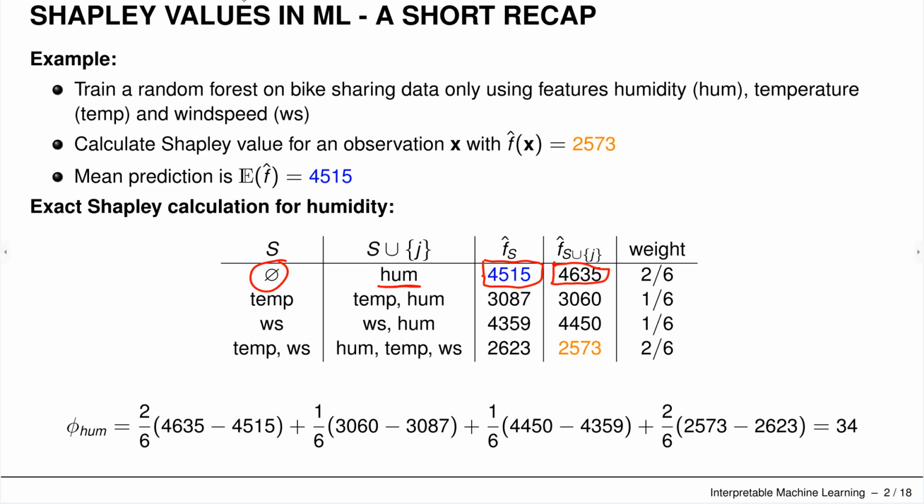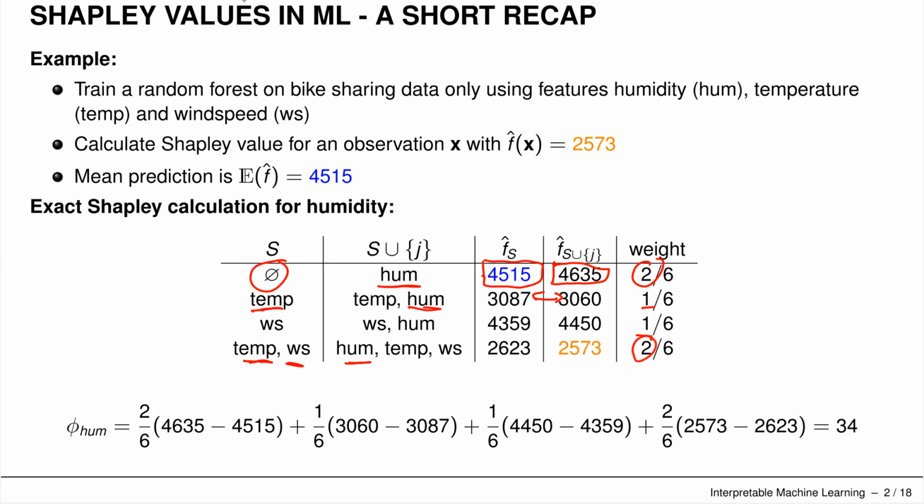And because the empty set can be defined in 2 possible orderings, so we could start with the temperature and then with the wind speed and then add humidity, or we could start with wind speed, temperature, humidity, we get a weight of 2. We do the same for all other coalitions. So we start with temperature and then we add humidity, and we look at the difference in prediction after adding humidity to that coalition. And we do the weighting, and for the full coalition, we again have 2 options to order these 2 features before adding humidity, and that's why we again have a weight of 2.